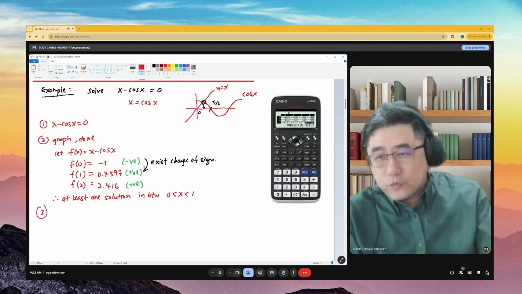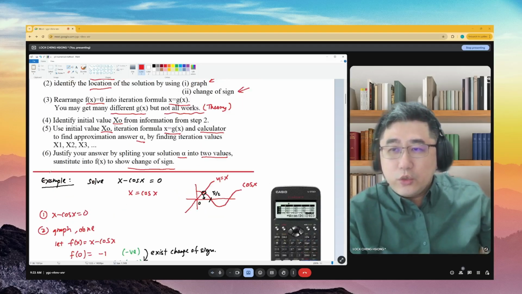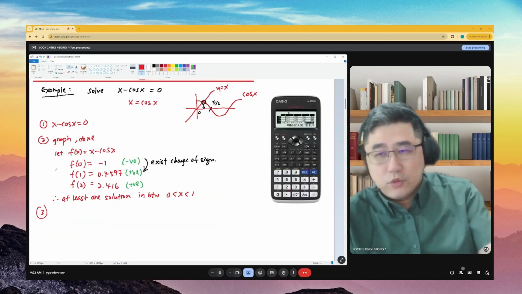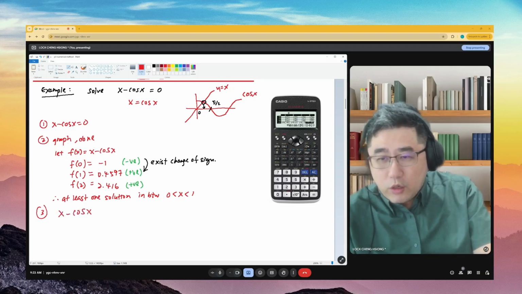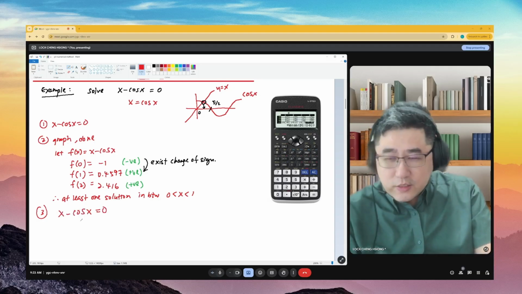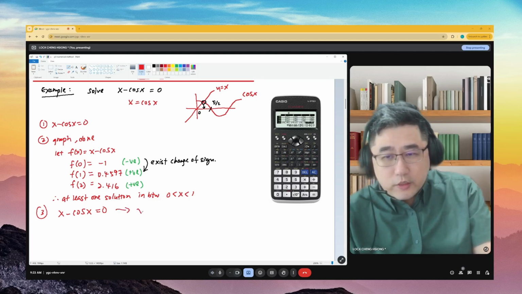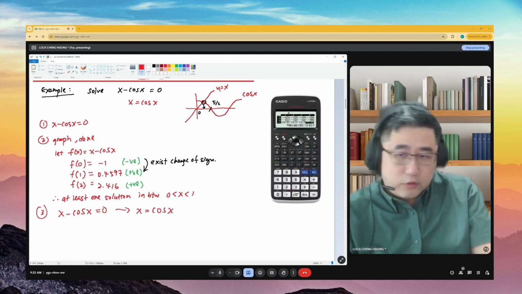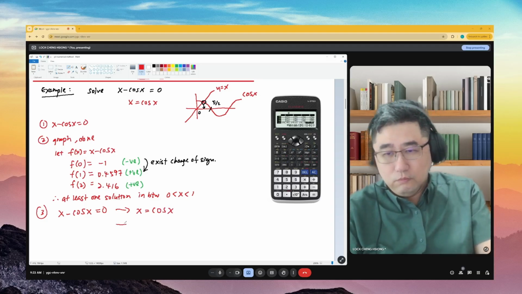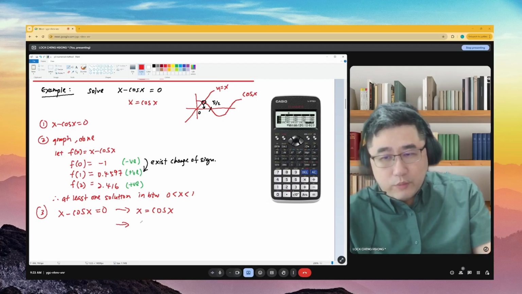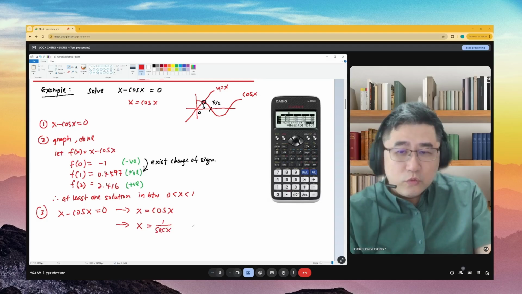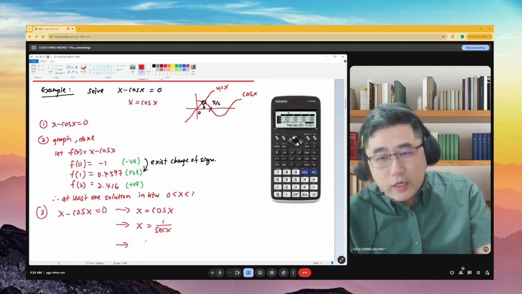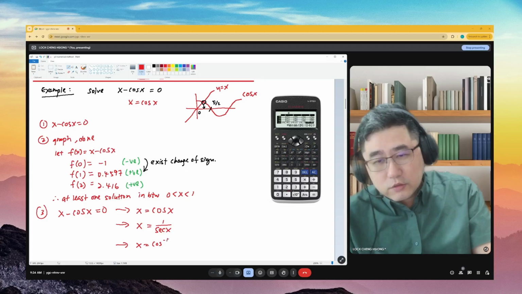Step 3 says we need to rearrange the equation. From this x minus cos x equals 0, I can get many different forms of writing x as the subject, or maybe I can do x equals cos x. Of course this is the obvious one. Or maybe I can write it as x equals 1 over sec x. Or maybe I can write it as x equals arc cos of x.